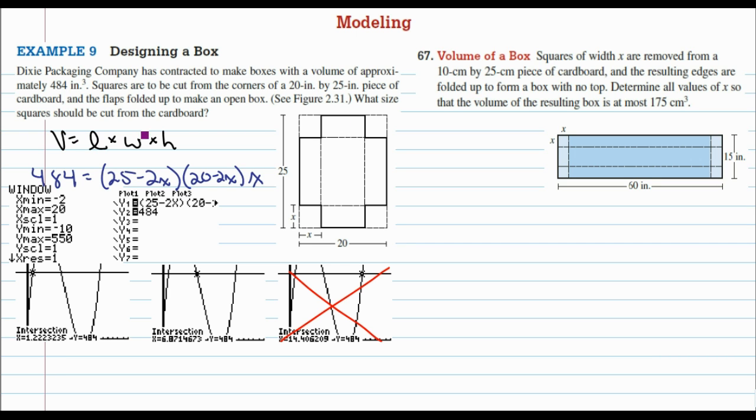The question says, what size squares should be cut from the cardboard? So my options are a 1.22 by 1.22 inch square, or a 6.87 by 6.87 inch square. They will give you two very different shaped boxes, but at least they would create a reasonable height and length and width, not like this last option that would cut too much out of the box.